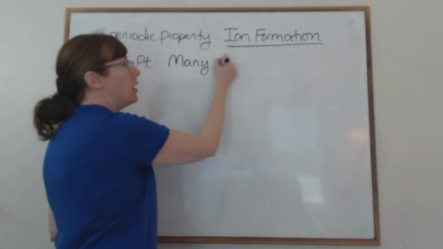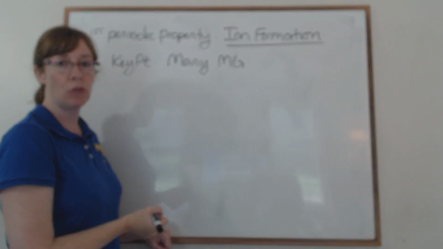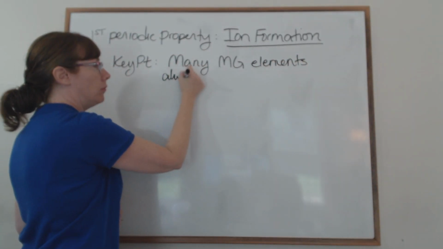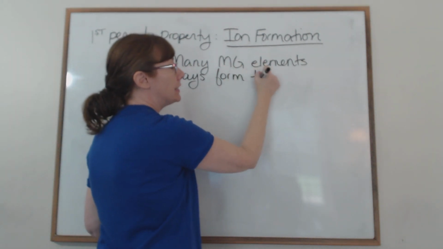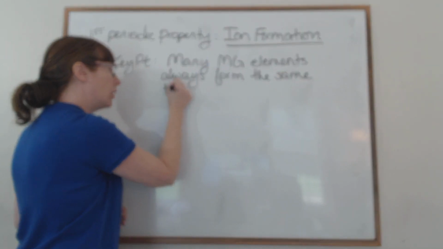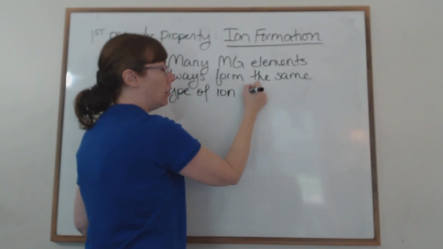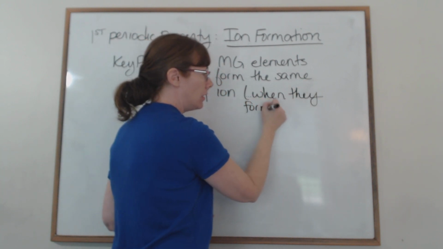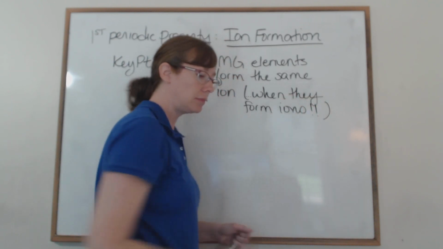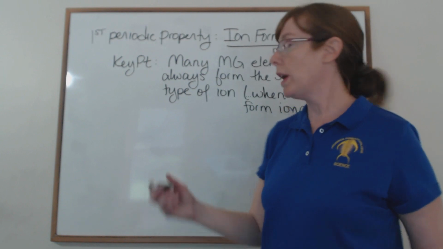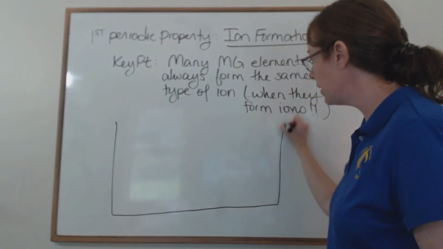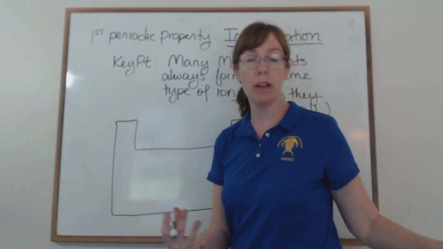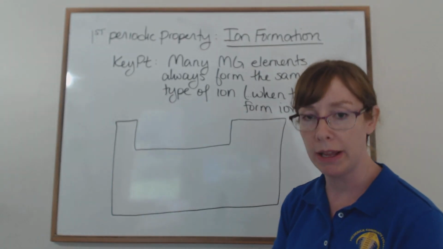Many main group elements always form the same type of ion when they form ions. Okay. So the idea here is this. When you're looking at your periodic table, there is a little pattern of ion formation. It's not written on the periodic table, but you either want to write it down yourself or you just want to know it.